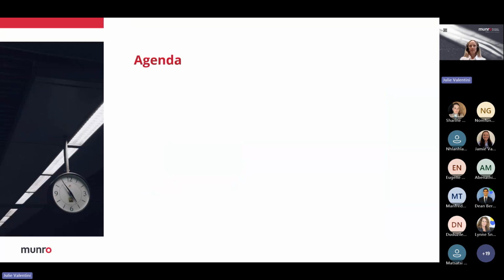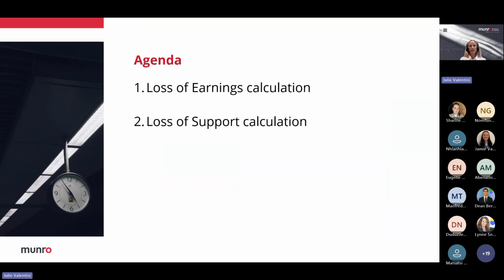So let's move on to the agenda for today. There are really two topics that we will be covering, the loss of earnings and the loss of support calculations. I'd like to advise you beforehand that we will be sending the pack of slides to you within the next week, so don't feel that you need to take detailed notes. You will have the slides to refer to.